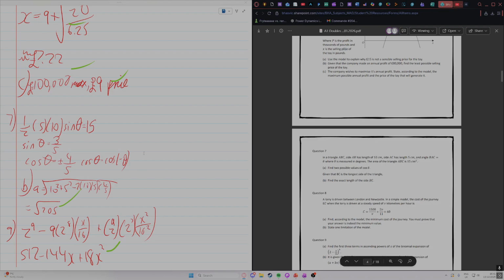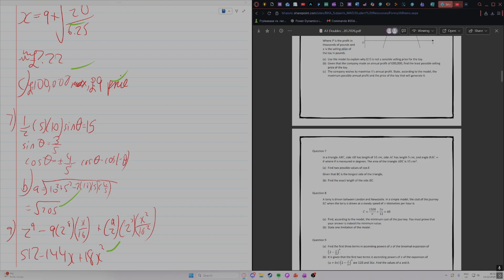There might be a different way to do this, because you're not supposed to know that cos negative. We haven't done odd and even functions yet, so I don't think you're supposed to know this. But you have half AB sine C here, so half times 5 times 10 times sine theta equals 15. You get sine theta equals 3/5, and then you can do trig ratios on this.